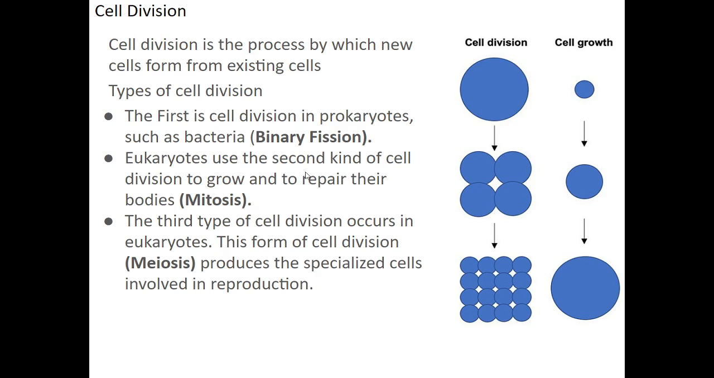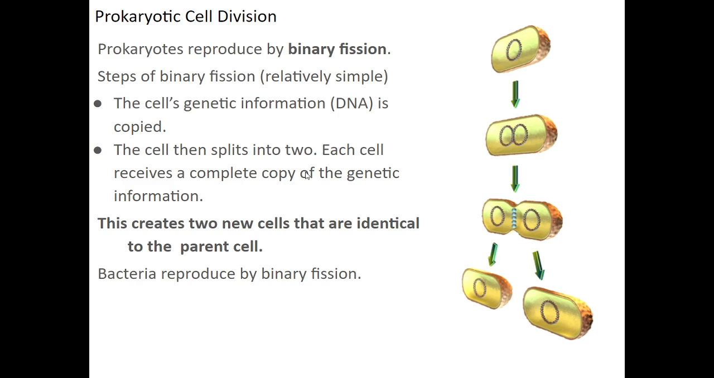Now, there's two kinds of cells. There's prokaryotes and eukaryotes, and they divide differently. Prokaryotic division is very simple. We're going to show that to you right here. This is called binary fission.